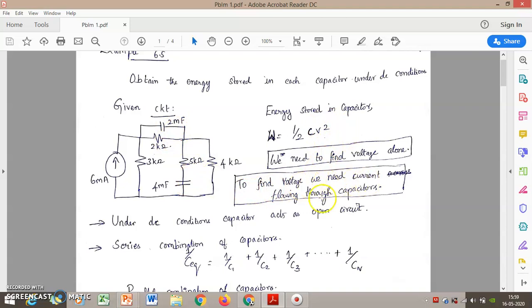To find the voltage, we need to find the current flowing through the capacitors. But under open circuit, there will be no current flowing through these two capacitors. So it is better to find the voltage across the 2 kilo ohm, which will be the same as across the 2 millifarad, and find the voltage across the 4 kilo ohm, which will be the same as across the 4 millifarad. That is the only option we have to find the voltage. Once we find the voltage, we can substitute and find W.